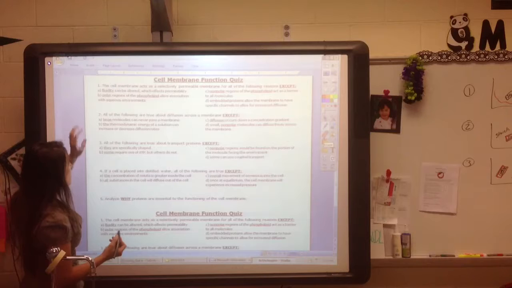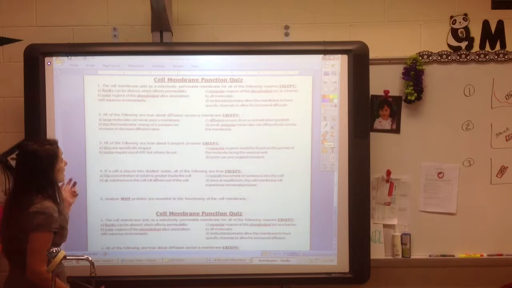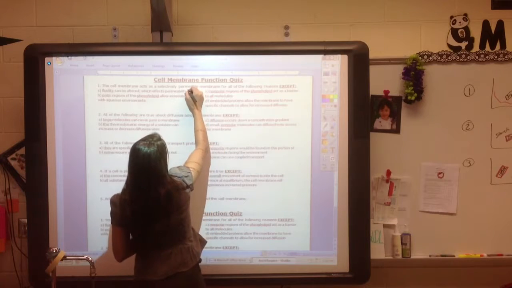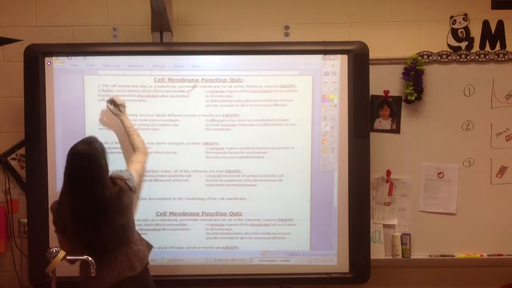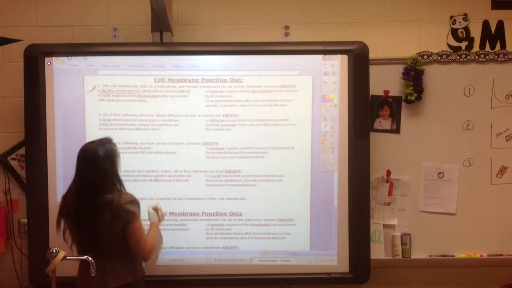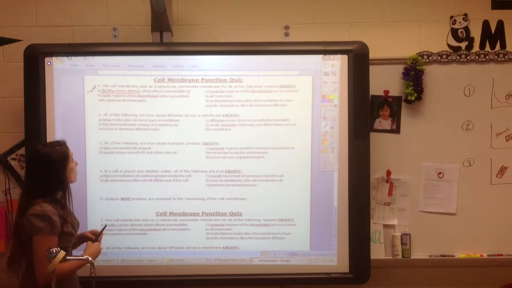Okay, so if we read number 1, the cell membrane acts as a selectively permeable membrane for all of the following reasons except A, fluidity can be altered which affects permeability. That is true. Fluidity can be altered. And you should be able to talk about how do you alter fluidity and how does it affect permeability.